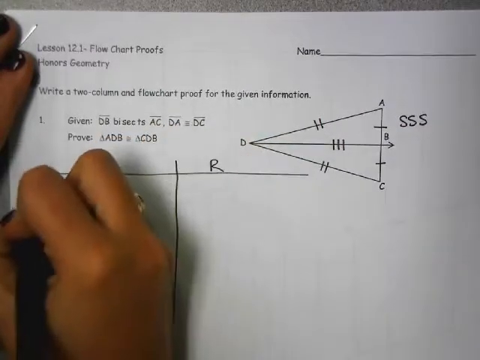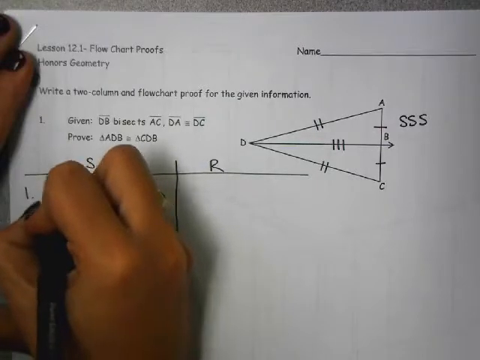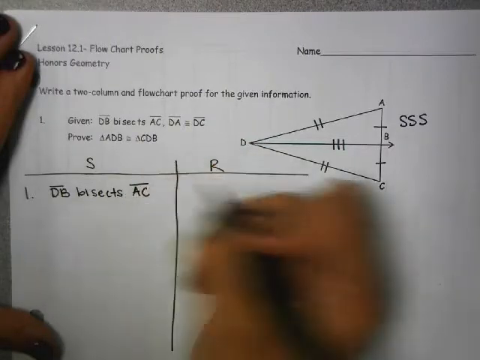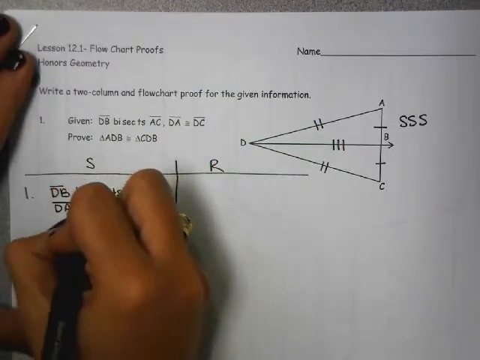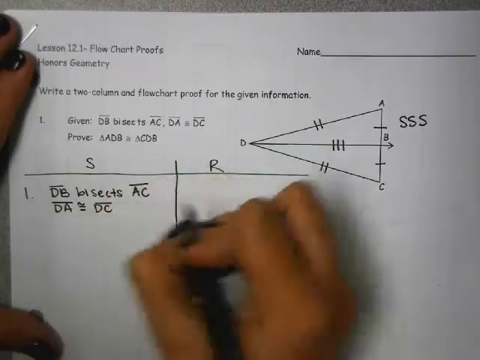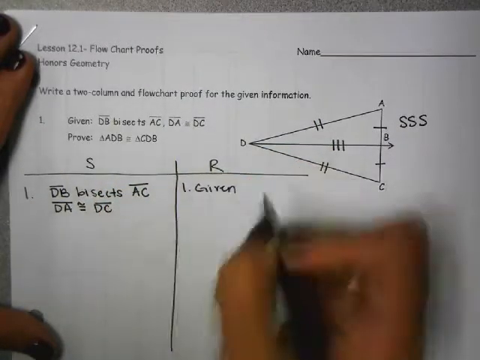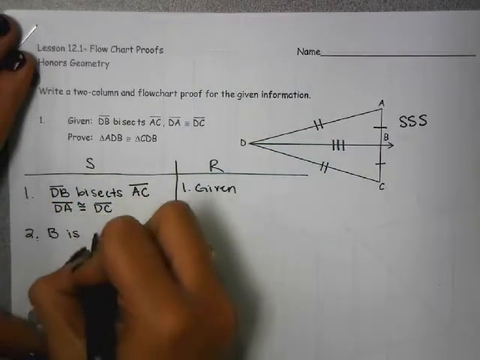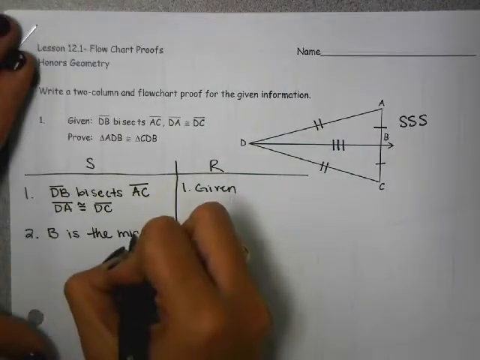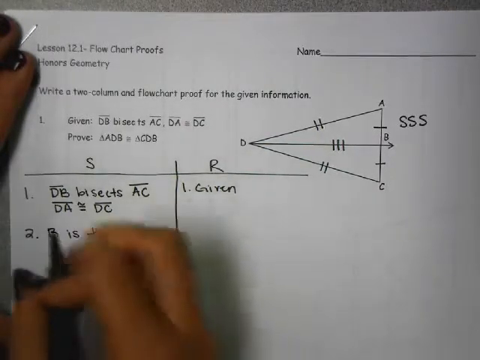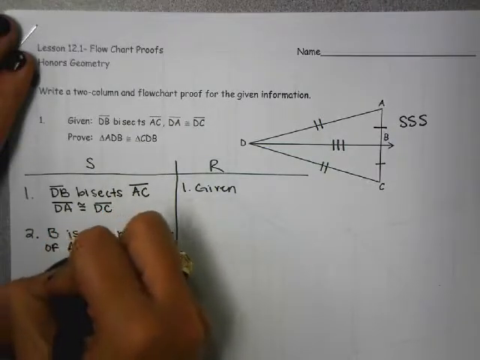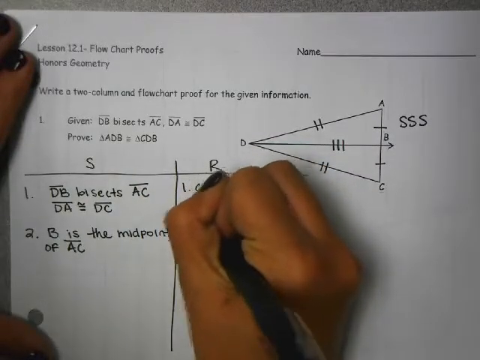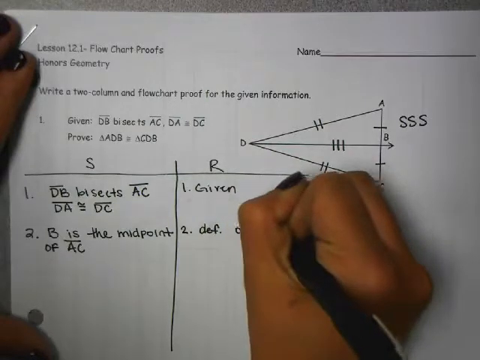remember you always start with your given. So we're going to do DB bisects AC. And then DA is congruent to DC. And this is our given. Okay? So then the next step is B is the midpoint of AC. Okay? And that is definition of segment bisector.